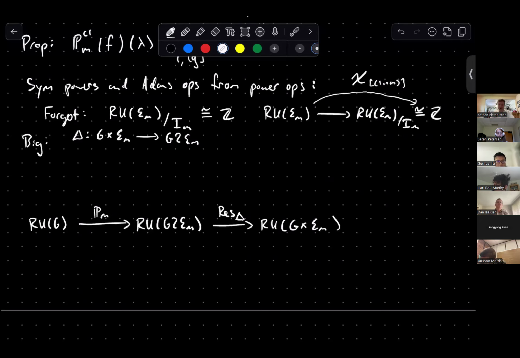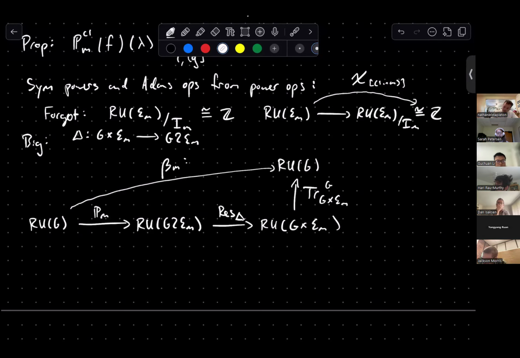And once I'm here, there's two ways for me to get back to RU of G. One of them is to transfer along the projection. This brings me back to RU of G. When I do that, this composite right here is the mth symmetric power map. This is sending V to V tensor m mod sigma m, right? That transfer along the projection, the kernel of that is exactly sigma m. And we said that the transfer along this projection is quotienting out by the action of the kernel.